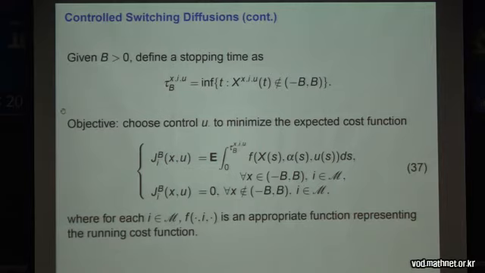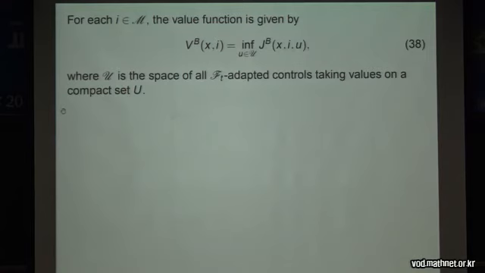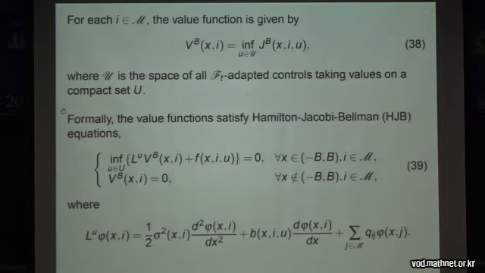Then I write down the cost function. And this one is for the cost on the boundary, what do you do with it? And then we can write down the so-called value function. And formally, the value function, this inf stuff, satisfies the following so-called Hamilton-Jacobi-Bellman equation. In this case, actually, it's a system of Hamilton-Jacobi-Bellman equations. Now the question is, how do you actually solve it? You solve it by using Markov chain approximation. You build a controlled Markov chain so that it converges to the controlled diffusion, and also the cost and the value functions also converge.